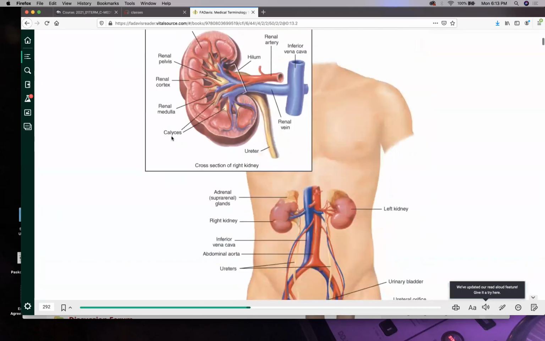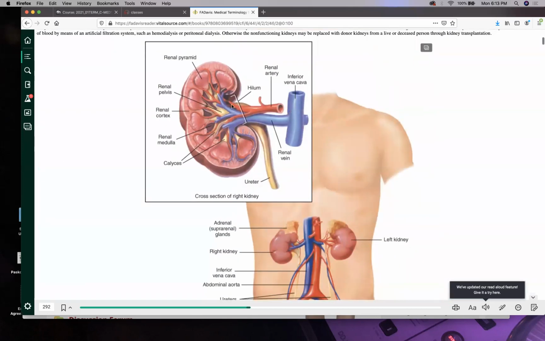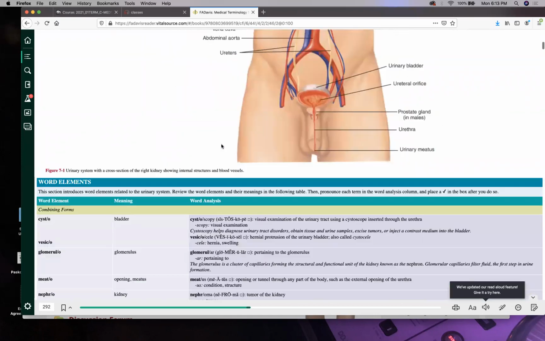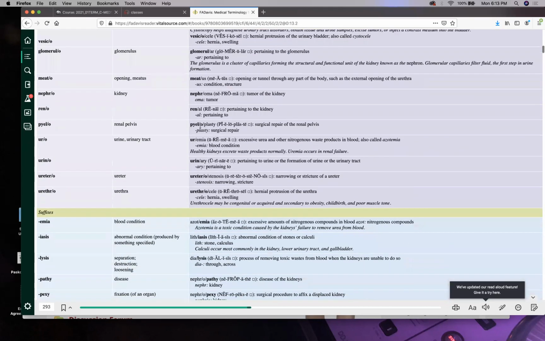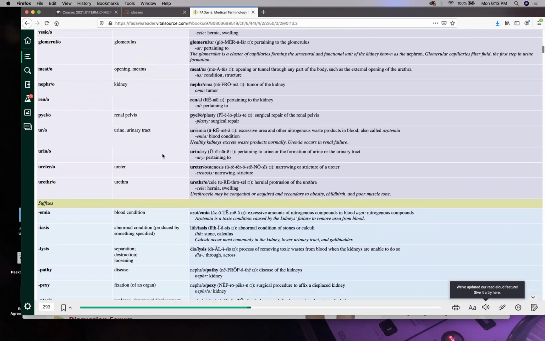So your renal pelvis is this area right here. You've got to think of it like a funnel, and this major funnel here goes into your ureters, right here, this area here that's covered with all these renal arteries and veins. That is your renal pelvis. And that area, if it gets damaged, we need to perform a pyeloplasty, which is this word right here.